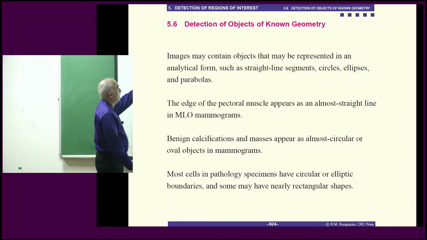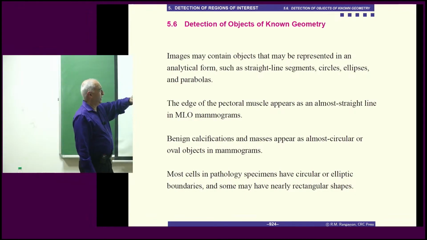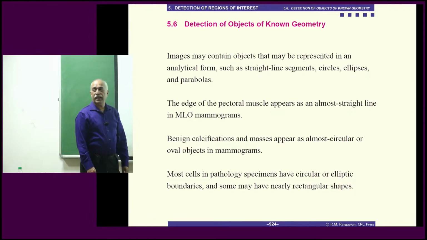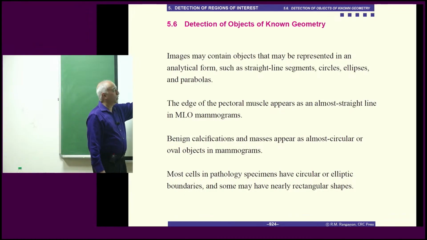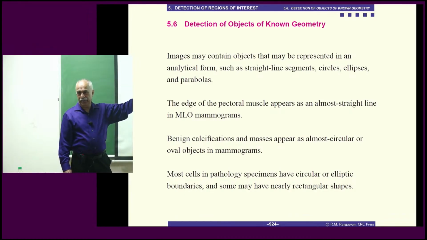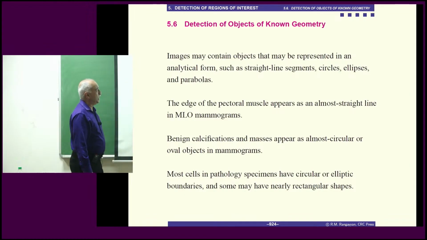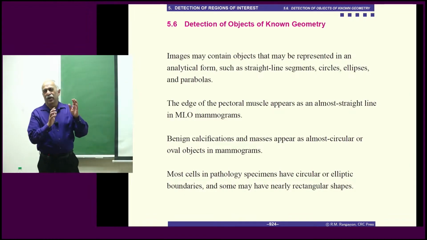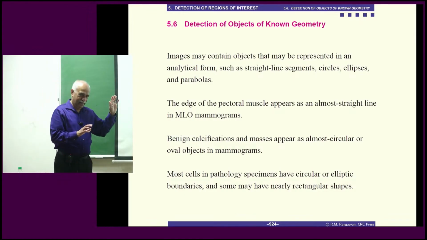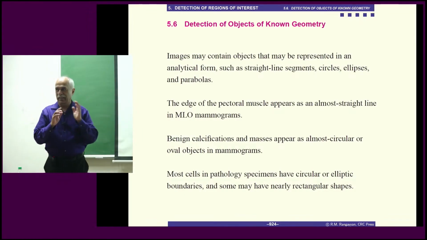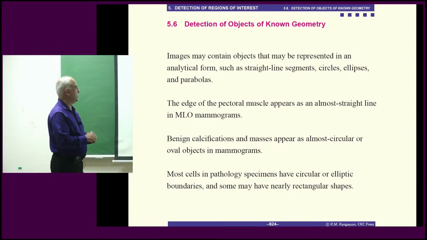The edge of the pectoral muscle in mammograms, I have not shown that yet, is an almost straight line in the mediolateral oblique views of mammograms. I'll show detection of the pectoral muscle later. Benign calcifications and masses appear as almost circular, but I don't think we want to try that. I don't think one would want to try fitting circles, but they're approximately circular.